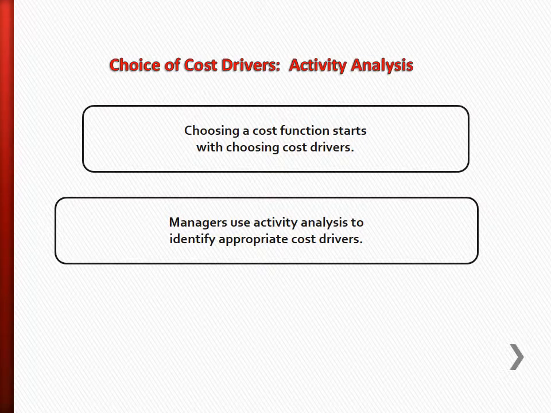Now, in identifying the cost driver, which I said could certainly be number of units produced, it can be other things like labor hours or machine hours. How do we go about identifying the cost driver? We want to choose a cost function that starts with choosing the proper driver. Managers use activity analysis to identify the appropriate cost drivers.